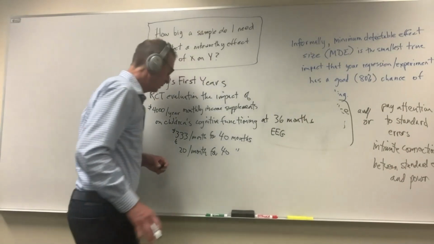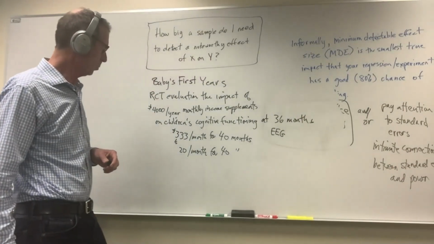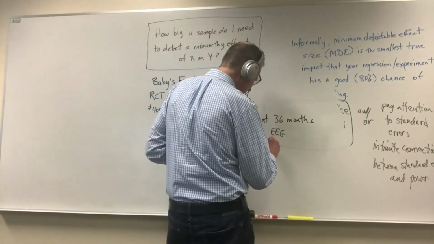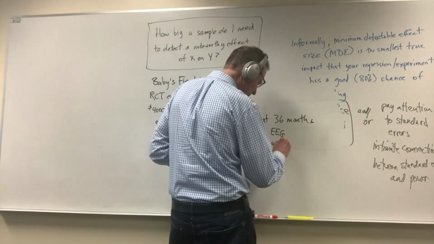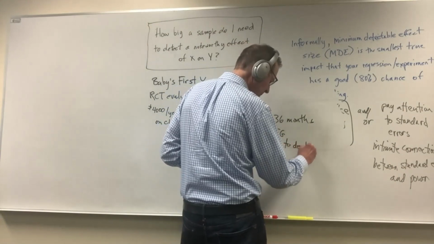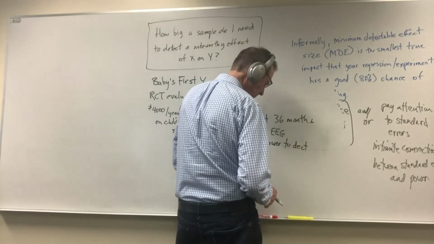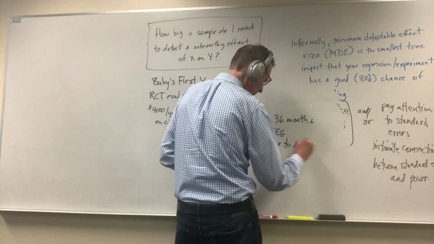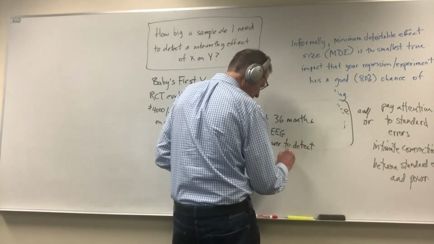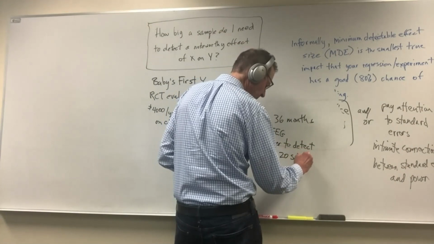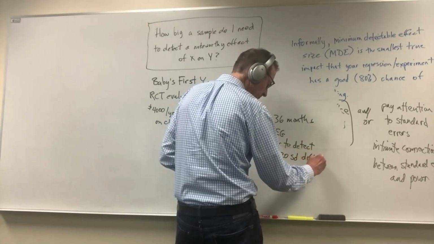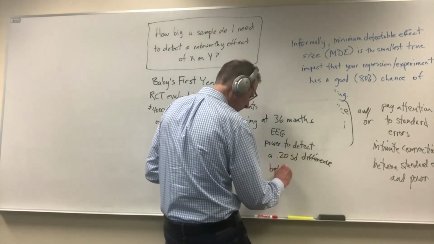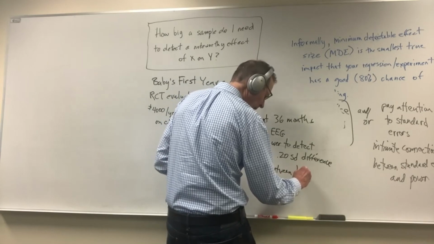And we want to know whether we have the power to detect a 0.20 standard deviation difference between children in the low and high cash groups.